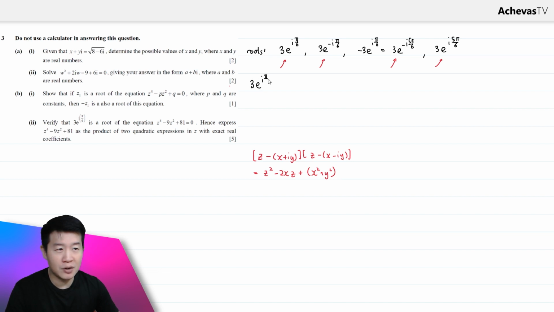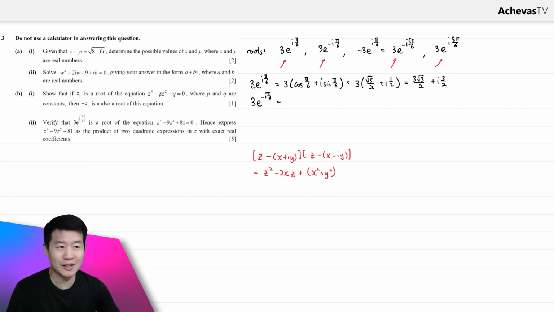So this, 3e to the power of i pi over 6, changing this to Cartesian form, we have 3 times cosine pi over 6, in fact we have done it previously already, plus i sine pi over 6. Cosine pi over 6 is square root of 3 over 2, and sine pi over 6 is half. So we have 3 square root of 3 over 2 plus i of 3 over 2. The conjugate, e to the power of minus i pi over 6, we don't have to actually go through, because it is just the conjugate of this. This is going to be equal to 3 square root of 3 over 2 minus i of 3 over 2.